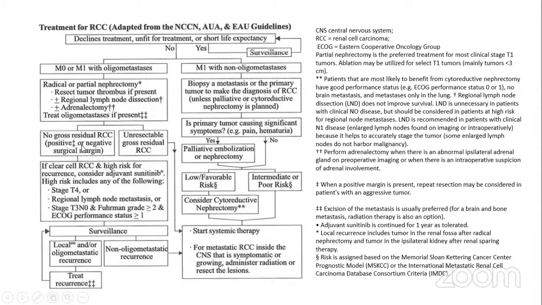If there is no gross residual disease, and it is clear cell RCC with high risk for recurrence, consider adjuvant sunitinib. High risk includes any of the following: stage T4 or regional lymph node metastasis, or stage T3 with other risk features, or ECOG performance status more than or equal to 1. We will do surveillance for these groups, and for local or oligometastatic recurrence, treat the recurrence; if non-oligometastatic recurrence, we will start systemic therapy.